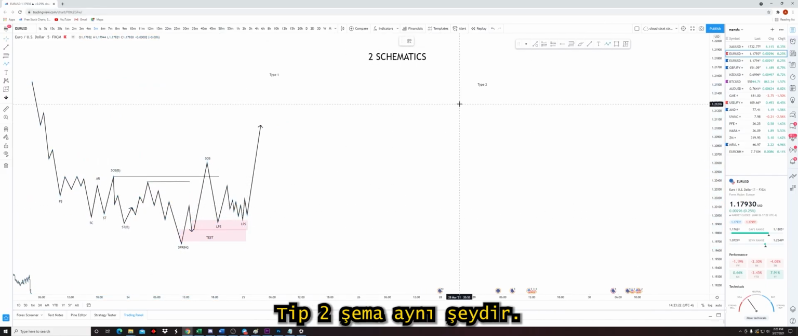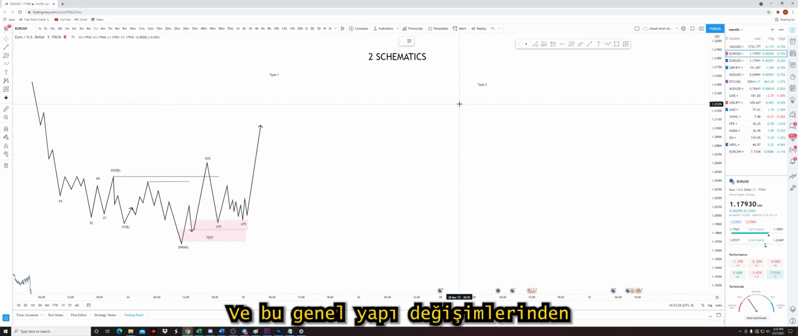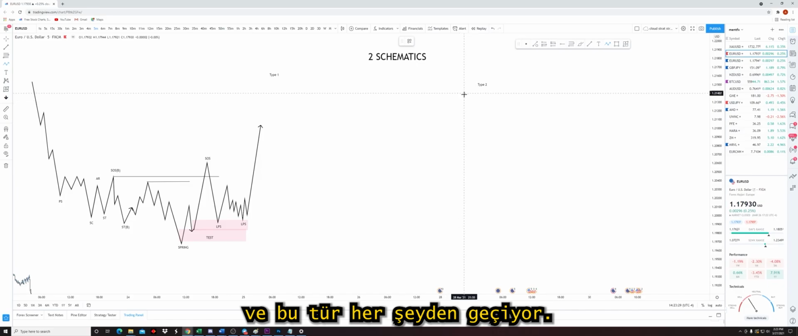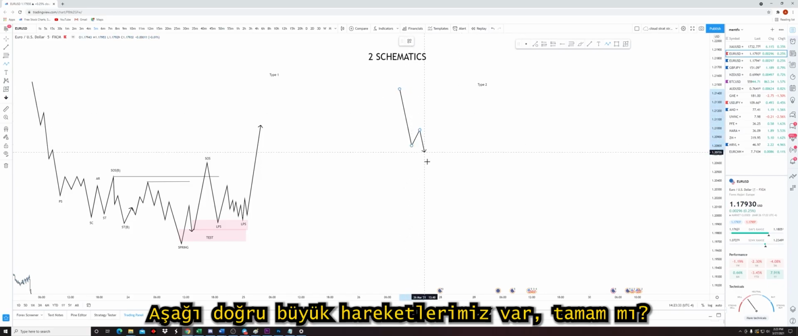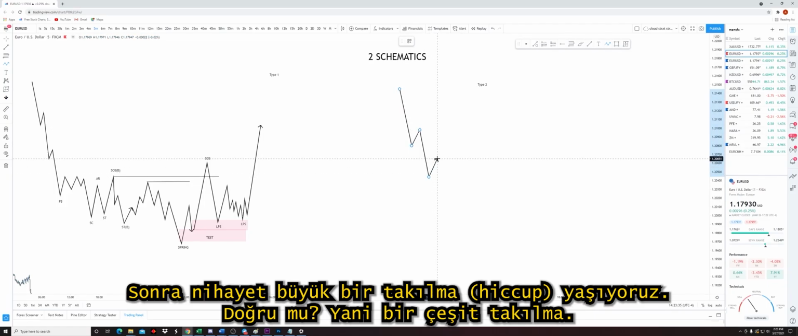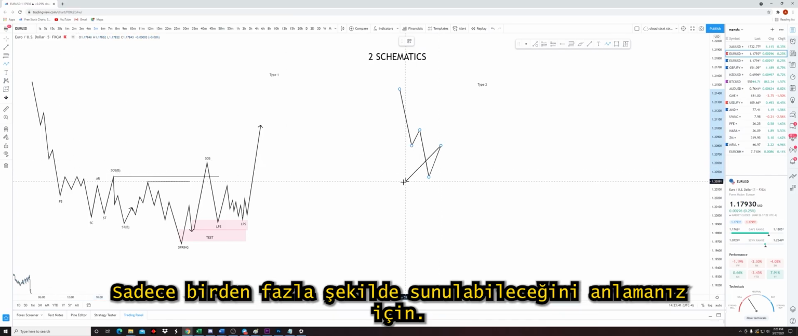A type 2 schematic is the same thing. It's also undergoing all this same stuff, and it's undergoing these overall structure shifts and everything of that nature. Sorry for my squeaky chair. How's it look? We have major moves down. Okay, we have big moves down, whatever it might be. Then we finally have a big hiccup, right? Some kind of hiccup. Now again, in this case, we're going to use a larger hiccup instead of a consolidated one, just so you understand that it can be delivered to you multiple ways, right?